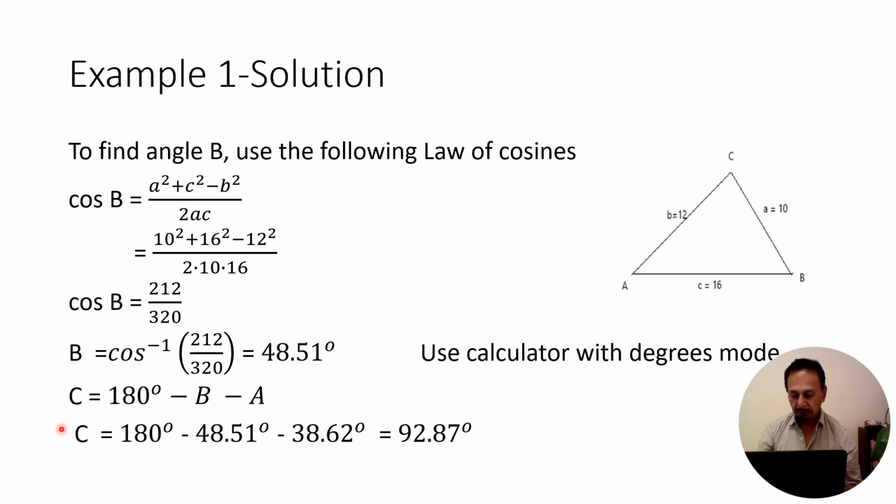So now to find C, just subtract angles B and A from 180 degrees. So 180 minus B, which is 48.51, and A was 38.62. So C would be 92.87 degrees.